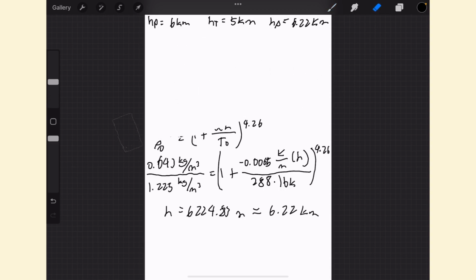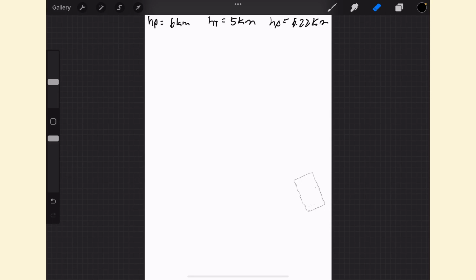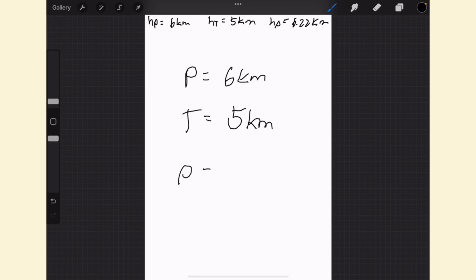So ang ating final answer ay, for pressure, meron tayong 6 km. For temperature, meron tayong 5 km. At sa density, meron tayong 6.22 km.